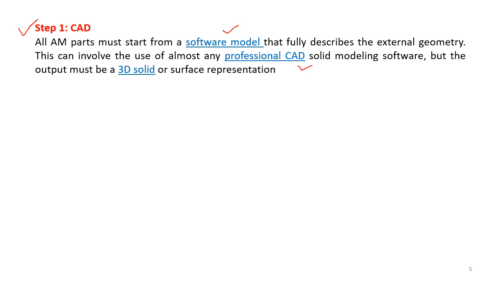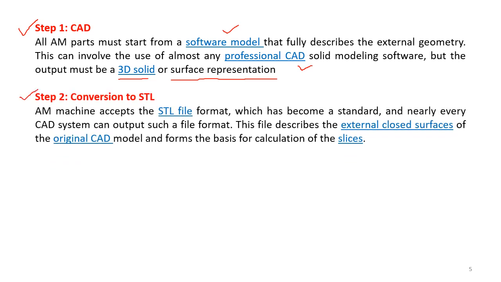But the most important thing is they have to be in a 3D solid or should have a surface representation in it. After that, the next step is converting that 3D CAD model into an STL file. A machine accepts only the STL format file. STL means stereolithography file. Moreover, this has become a standard, and nearly every CAD system can give an output of such a file format.